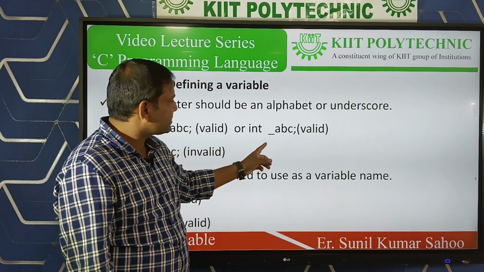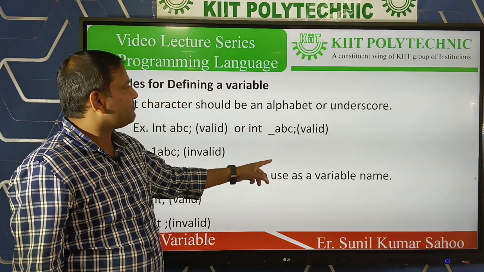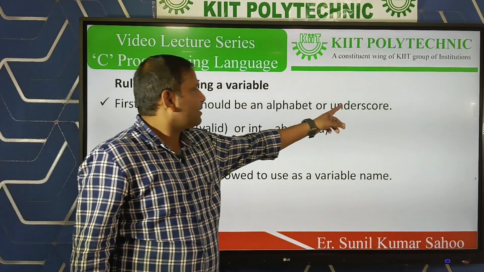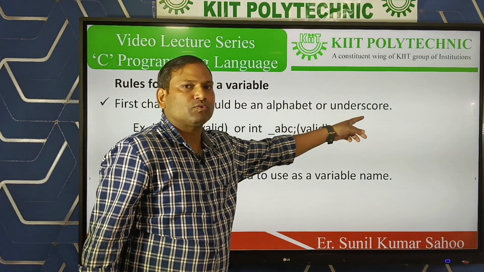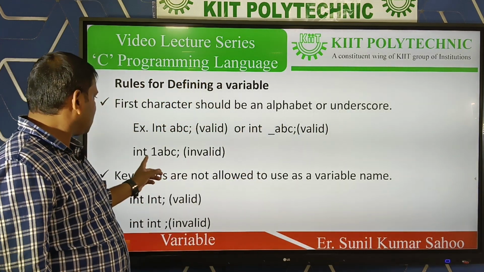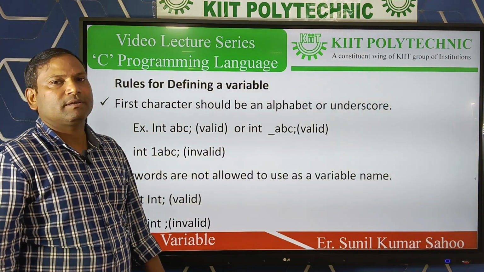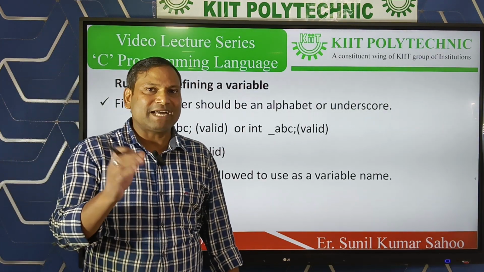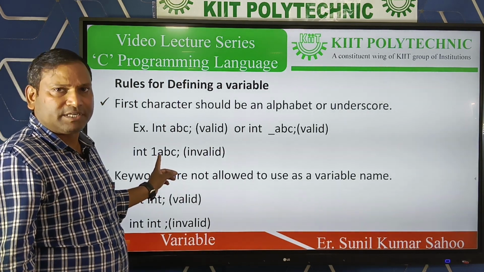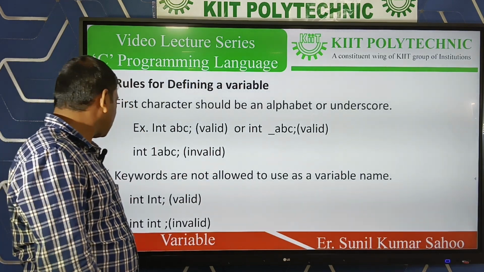The second example is int underscore abc. It is also valid because the first character must be an alphabet or underscore. So these two variables are valid, but the third one, int 1abc, is invalid. Why is it invalid? The first character of the variable name is a digit. That's why it is invalid.